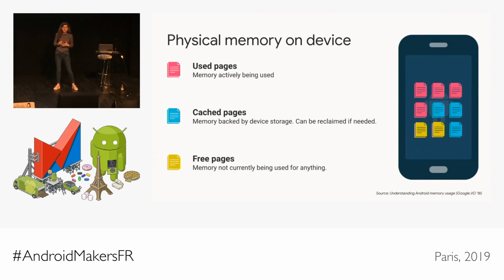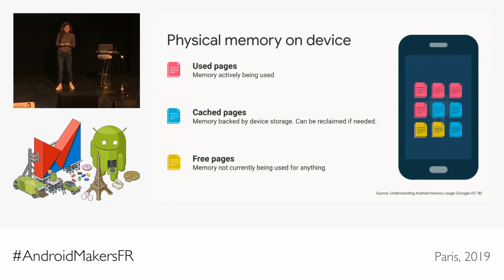But on a device, the physical memory is split in pages. A page has about 4 kilobytes. And these pages are split in three main categories. There are the used pages, the cache pages, and the free pages. The used pages represent the memory that is currently used. The cache pages represent the memory that is backed by the device storage, and those pages could be reclaimed if they are needed. And the free pages represent the memory that is free right now, that is available to be used.